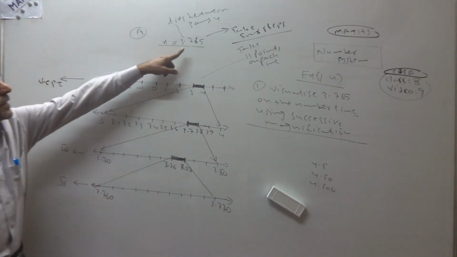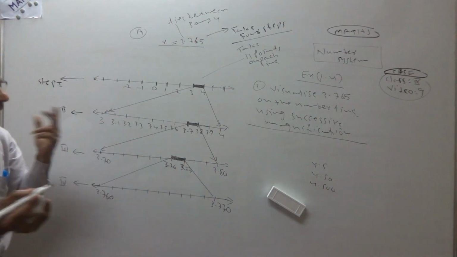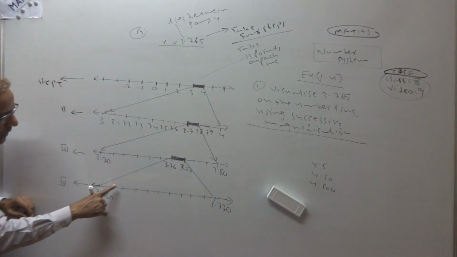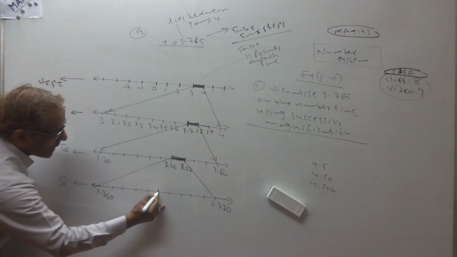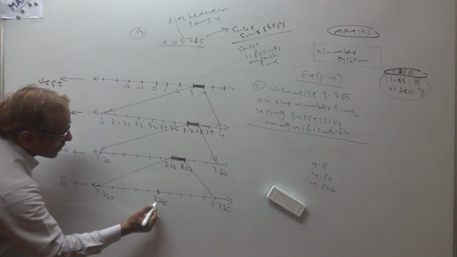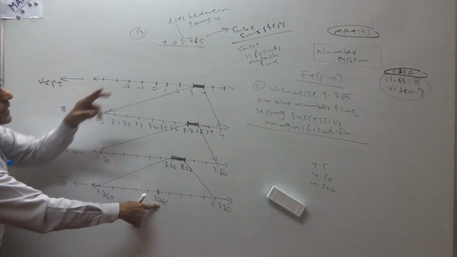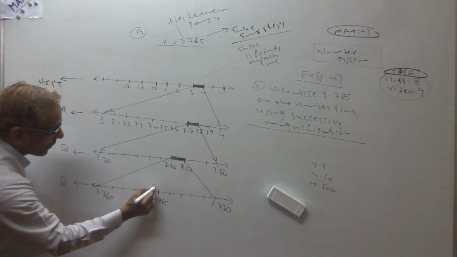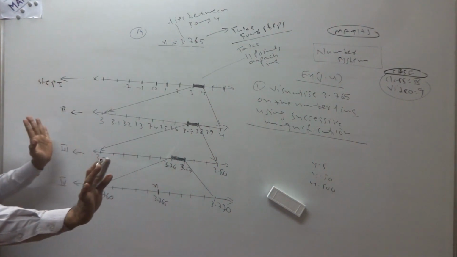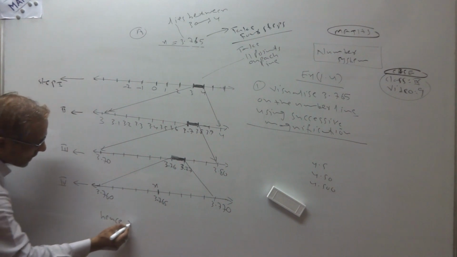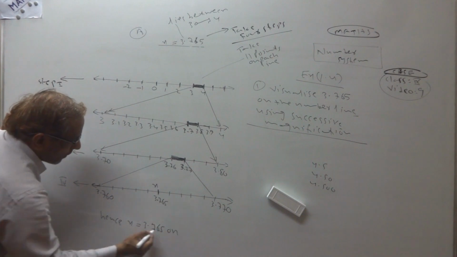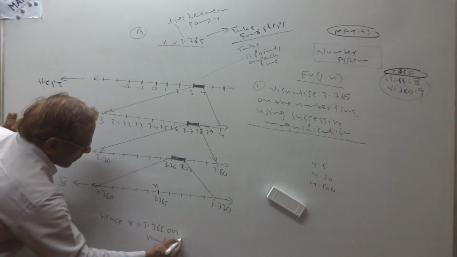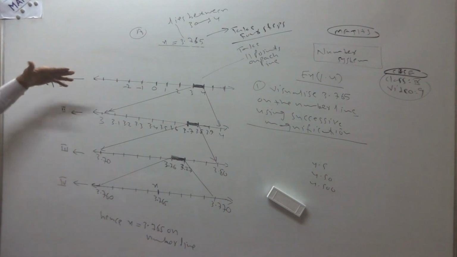760, we want 765. Where is 765? 760, 761, 762, 63, 64, 65. See, you got now 3.765 is here. Where is this 3.765? Here. X. That is the answer. Hence, x is equal to 3.765 on number line. Yes. So it has 4 steps. 1, 2, 3, 4. Got it?